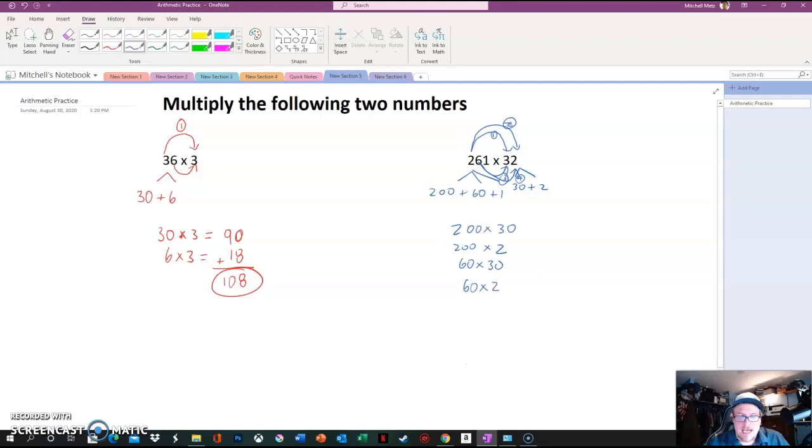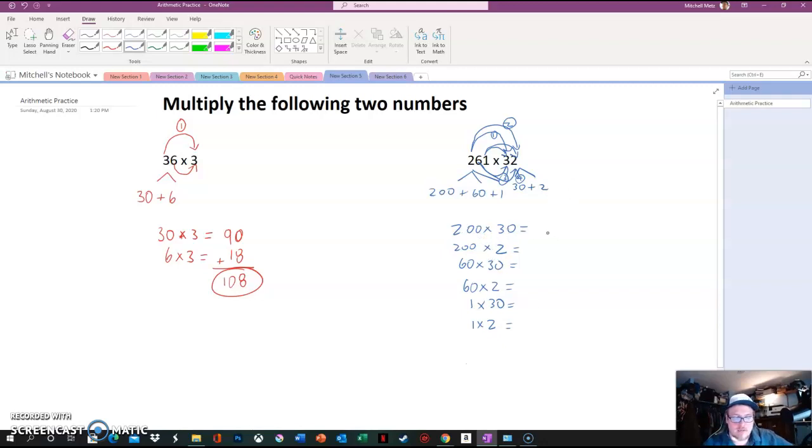And now I'm going to do my last one, which is my ones place. I'm going to do my ones place times my tens place here, which is 30. And then my ones place times my ones place, which will be 1 times 2. This is the exact same thing you do in the area model method, but it's just showing you how we can break this down in our head so it's easier to multiply. So now I'm just going to multiply these out and add them together.